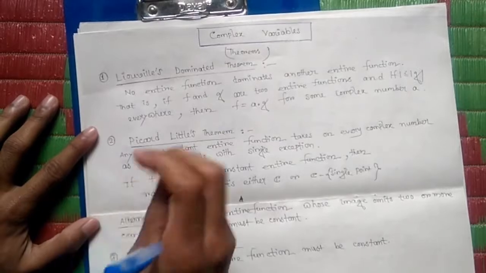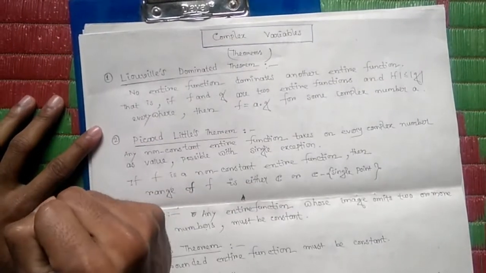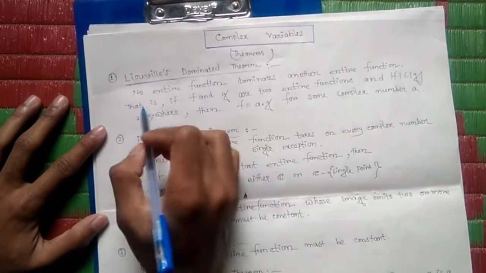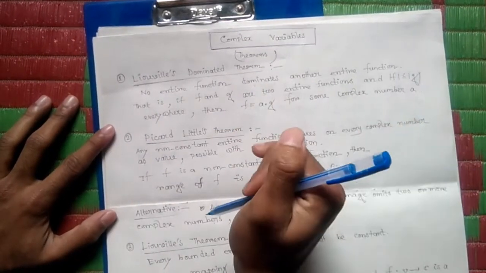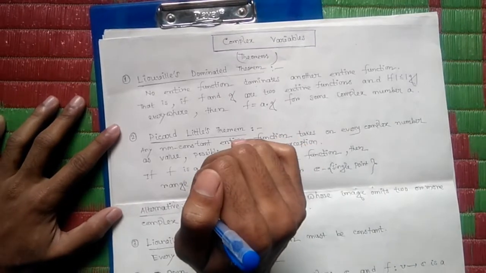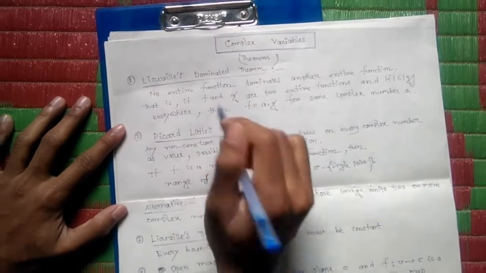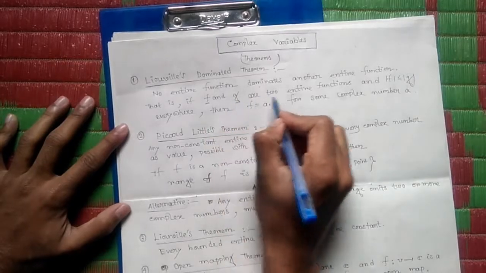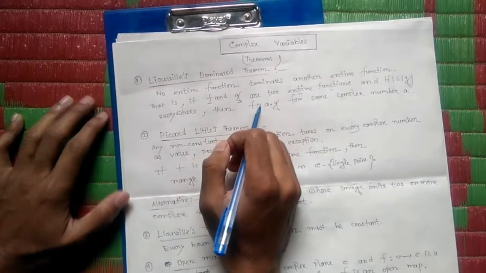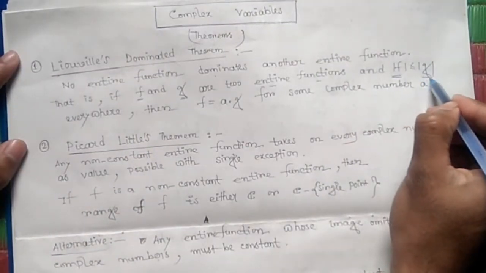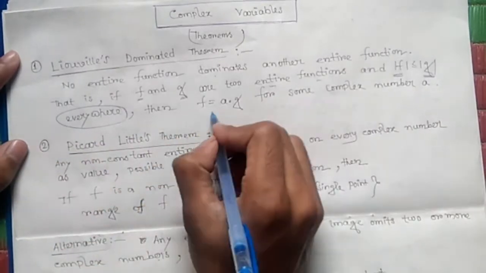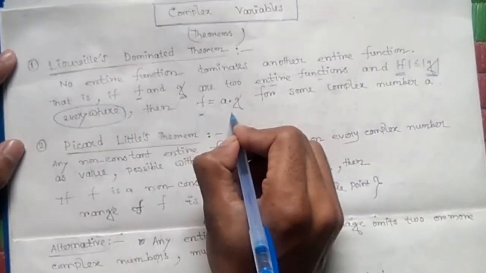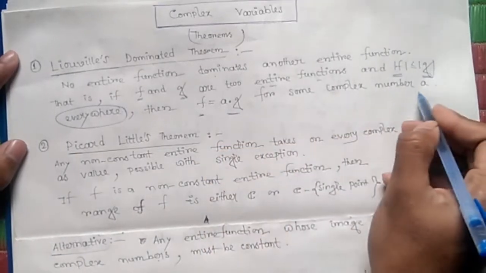Liouville's dominated theorem. This is an extremely important theorem. The theorem says that no entire function dominates another entire function. It means that if f and g are two entire functions, and if mod f is less than or equal to mod g everywhere, then f is equal to a times g for some complex number a.